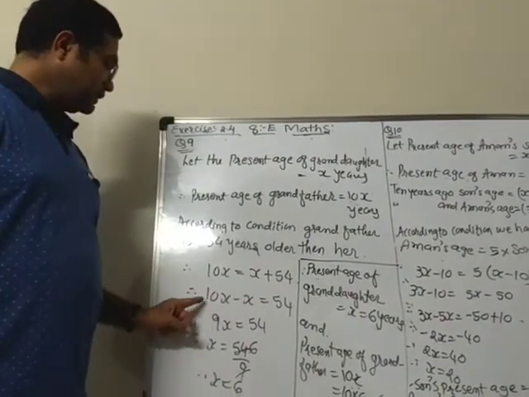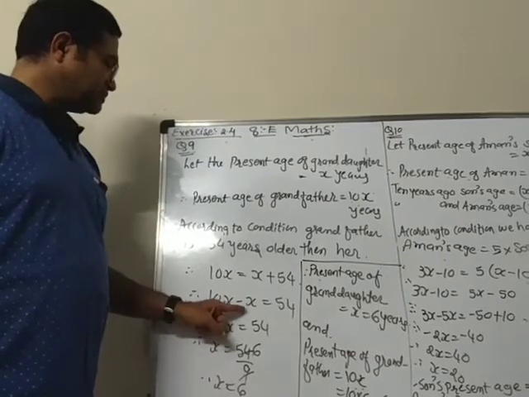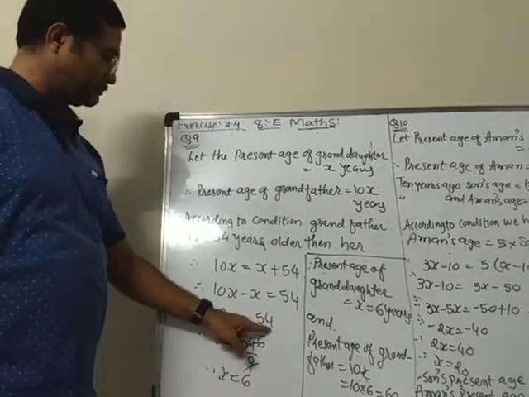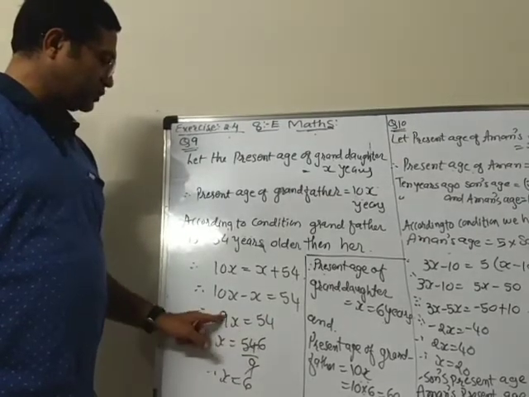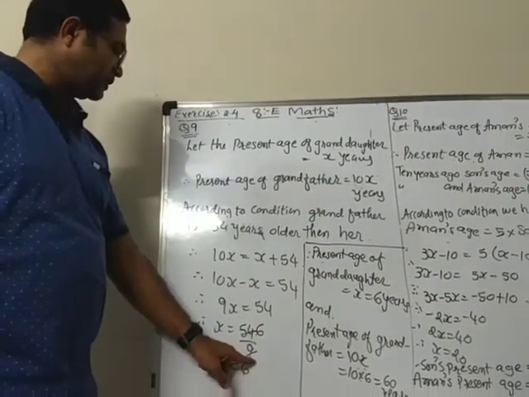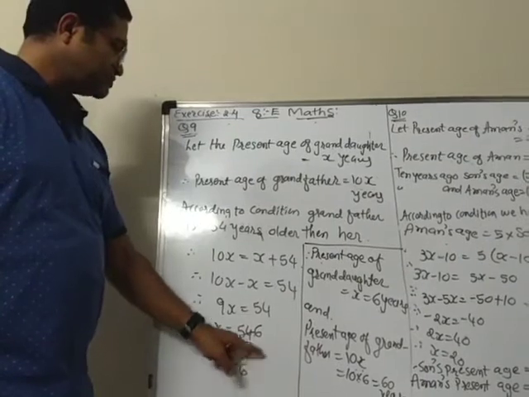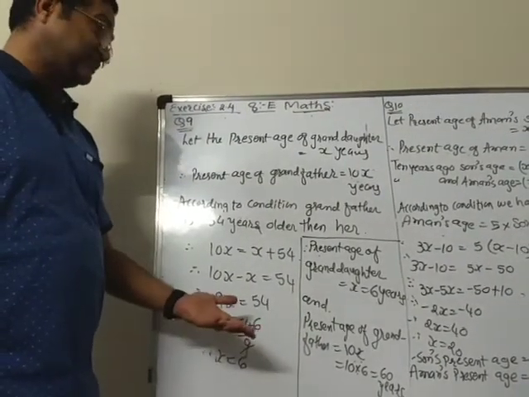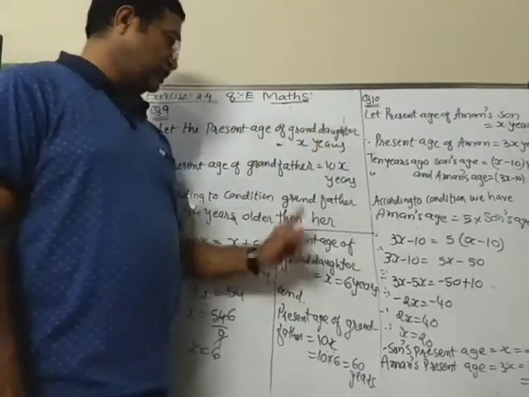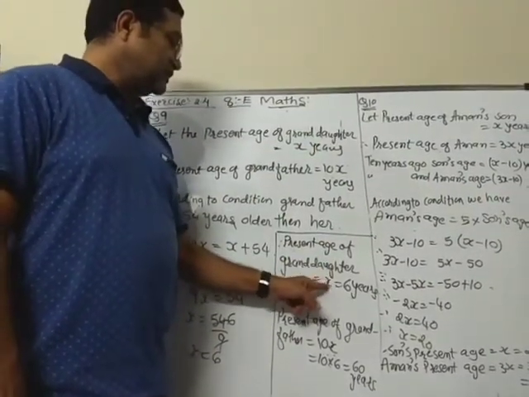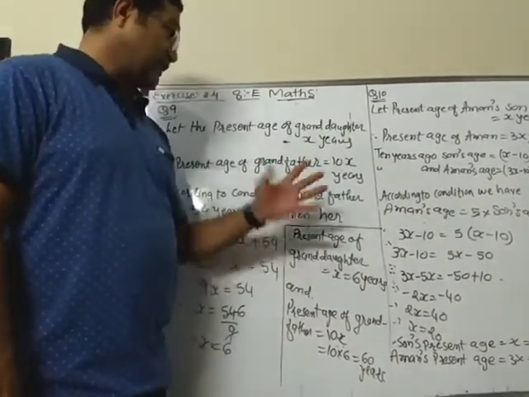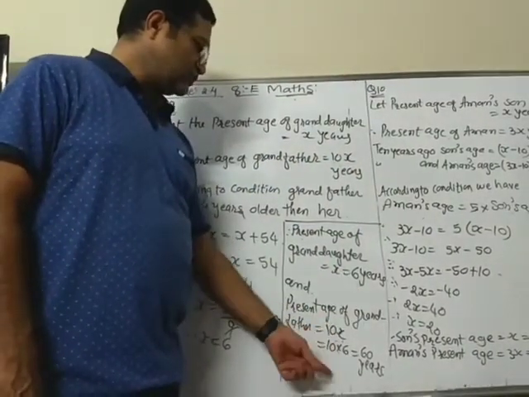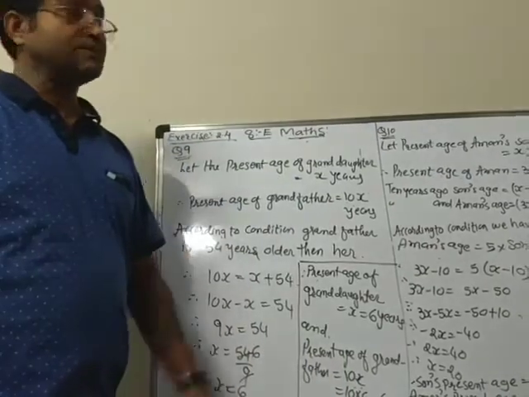So we bring X this side. So 10X minus X is equal to 54. So we get 9X is equal to 54. And X is equal to, 9 will go that side in the denominator, so 54 upon 9. 9 6s are 54. So we get X is equal to 6. What is X? Present age of the granddaughter. So the present age of the granddaughter is 6 years. And the grandfather, 10X, means 10 multiplied by 6 is equal to 60 years.